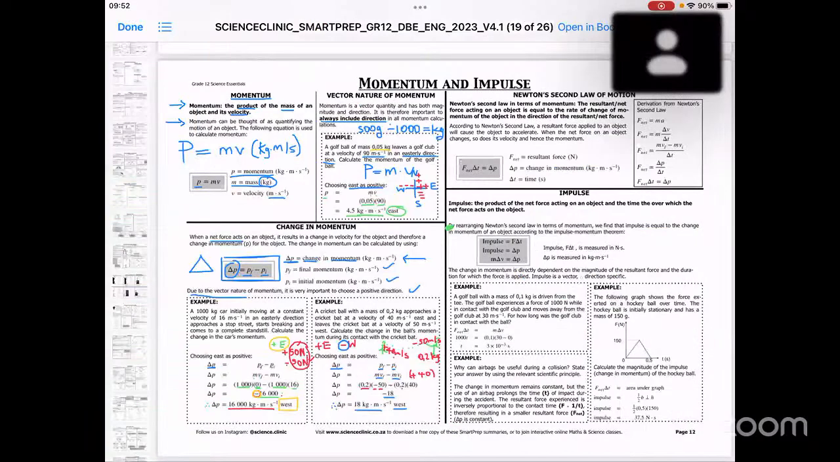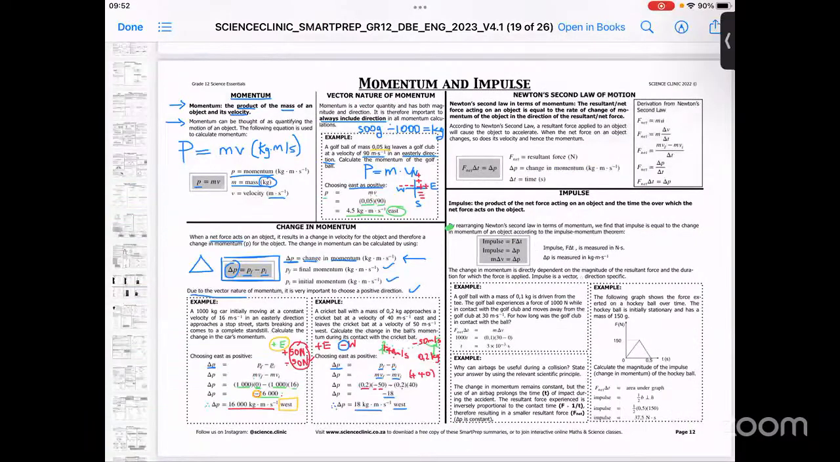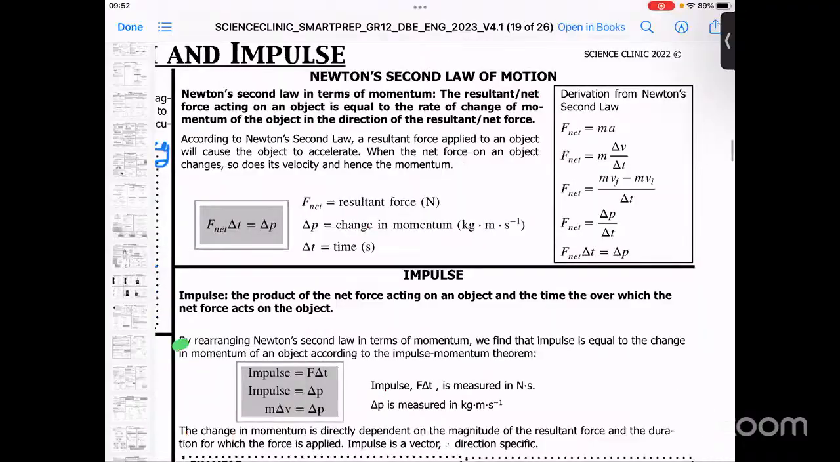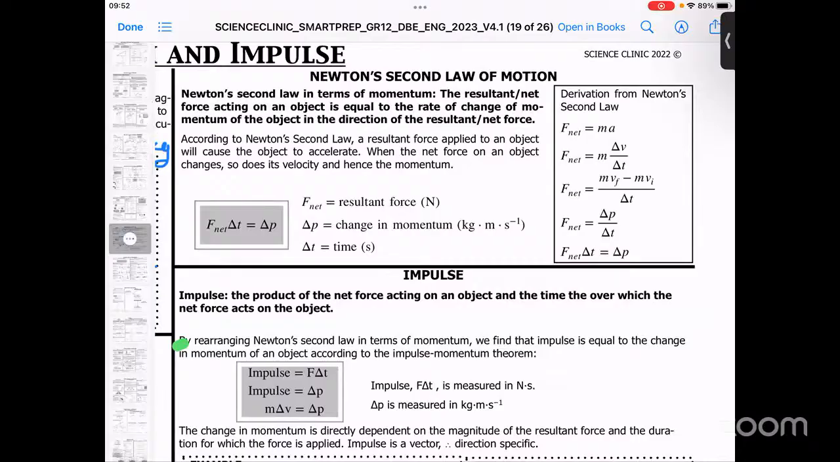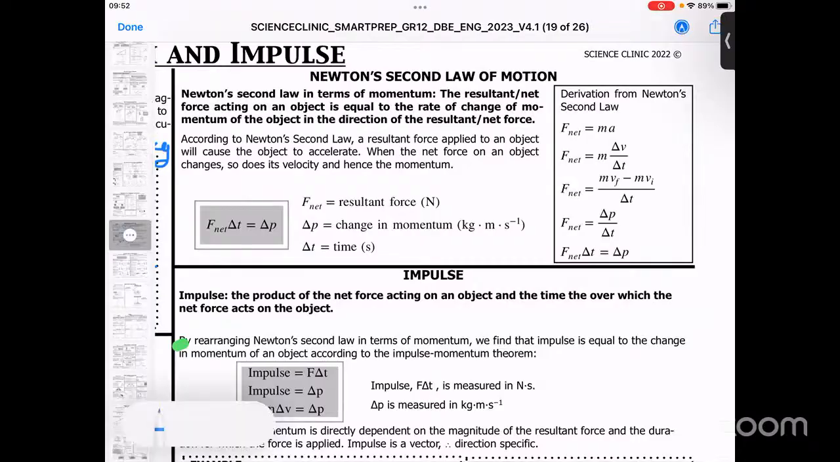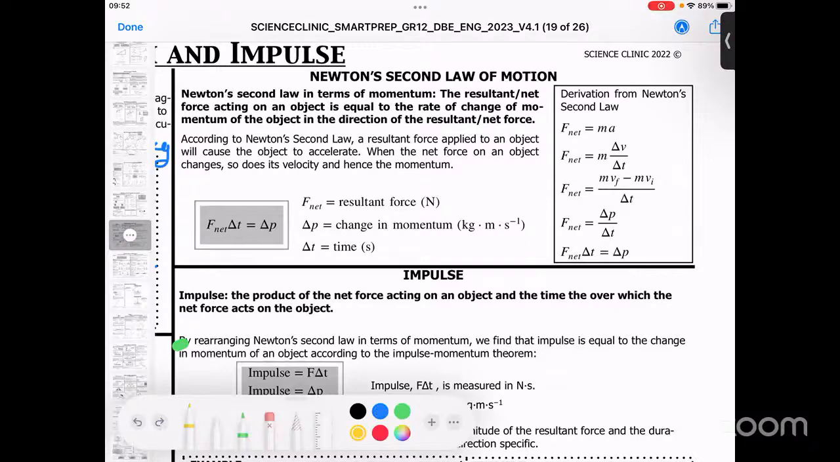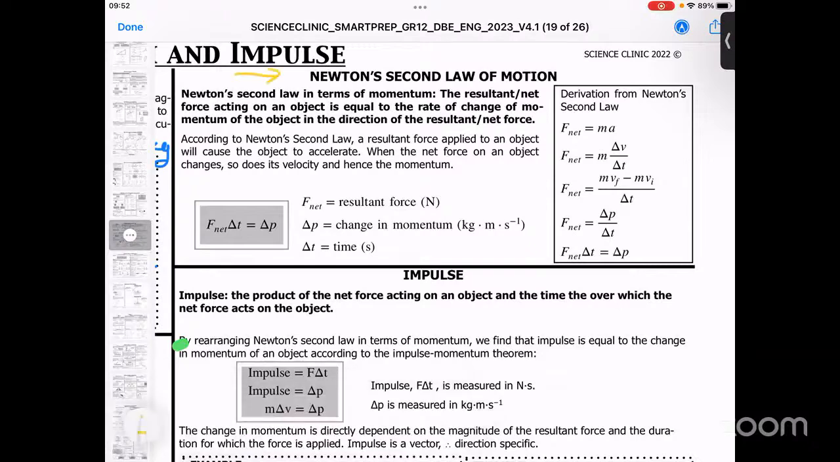Okay, so now we are definitely going to continue with this topic of momentum and impulse. So without wasting much of our precious time, I will start from there. Now we are going to be talking about Newton's second law in terms of momentum. Okay, we're talking about Newton's second law, but in terms of momentum.